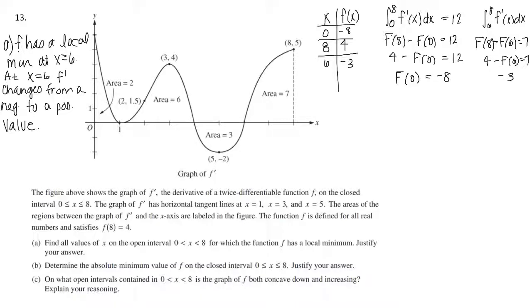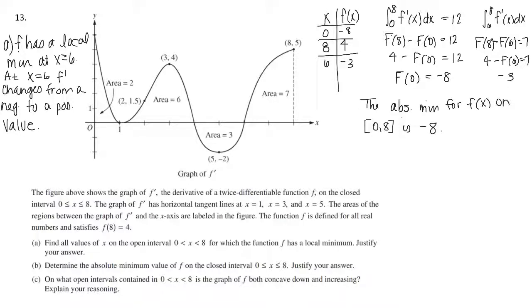So for this one, we see that the absolute min for f of x on the interval, and make sure you have the closed interval from 0 to 8. So the absolute min for f of x on the closed interval from 0 to 8 is negative 8. And you've answered that one. Okay, that was part B. Now let's see for part C.